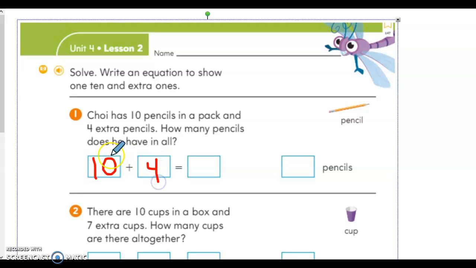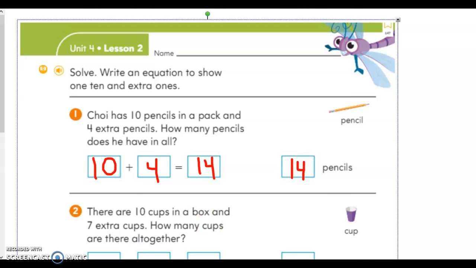Okay, 10, and 4 extra ones. What is that? Anybody can raise their hand and answer? Yep, this one is going to cover up the 0, and your number would be 14. Okay, so there's our equation. 10 plus 4 is 14. We're also going to write it over here.